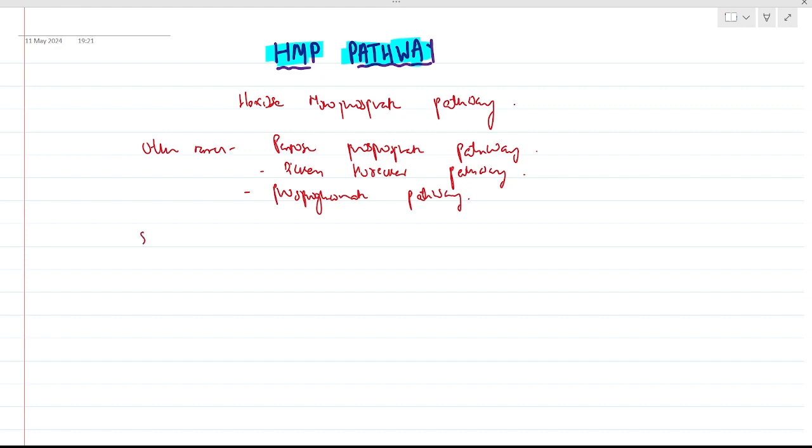The site of this HMP pathway is our cytoplasm. Remember, this pathway does not produce any ATP. Instead, it produces carbon dioxide. CO2 is produced. It does not produce any ATP. Instead, carbon dioxide is produced.